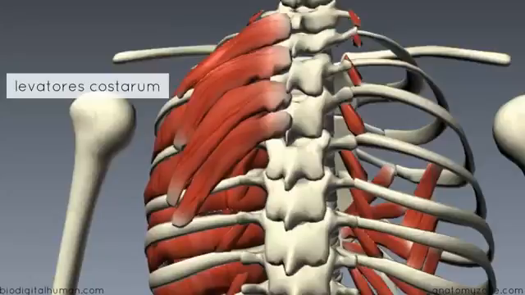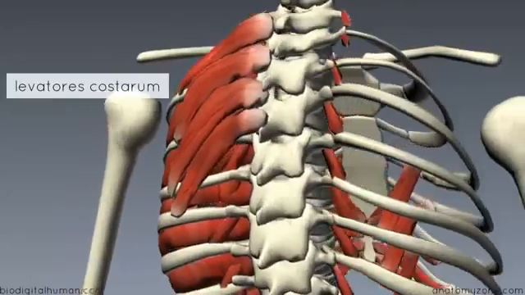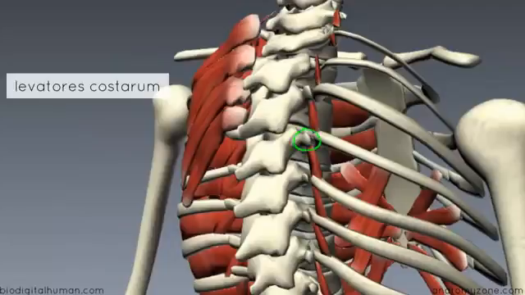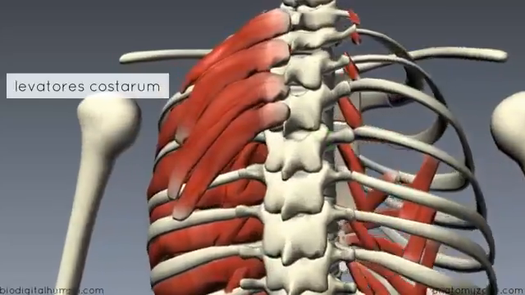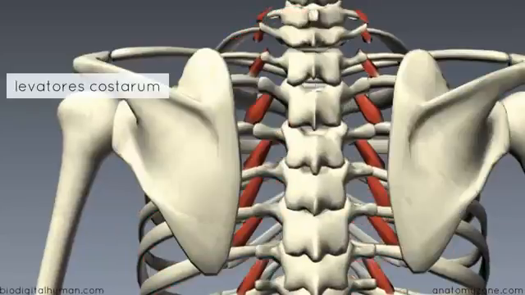So for instance, the transverse process of the 4th thoracic vertebra, T4, attaches to the 5th rib. So you've got these on either side. So I've just isolated the levatores costarum muscle on the skeleton, and you can see the 12 small muscles. So these muscles function to assist in elevation of the thoracic rib cage.